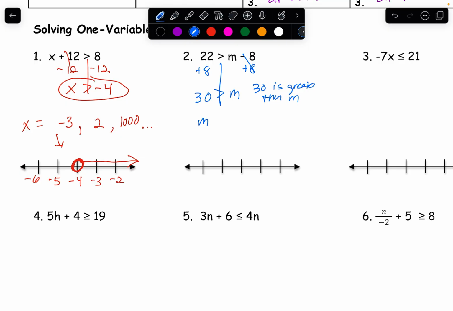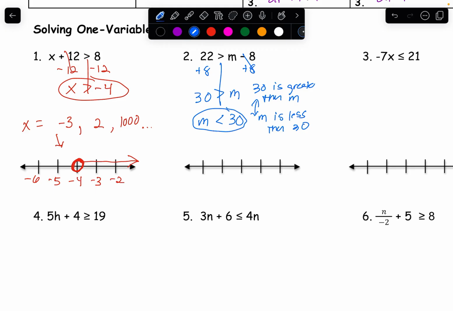Okay, so I'm going to be careful with that word flip. I'm going to change that so that the variable is on the left. The mouth still opens up to the 30 though. So this is the same thing. So 30 is greater than m is the same thing as saying m is less than 30. These two really are saying the same thing. But I much prefer this, and if you did that other one, that's fine.